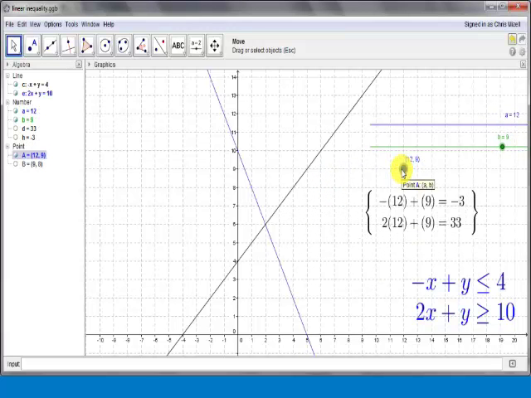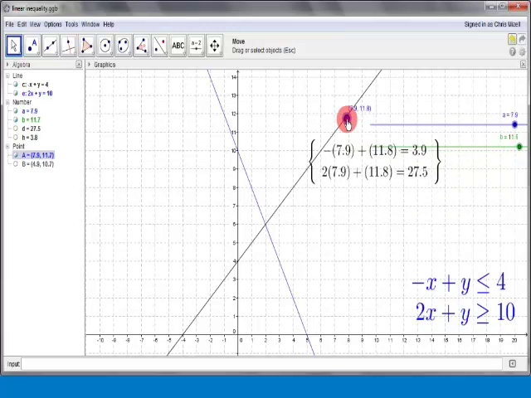If we snap to any point over here, negative 12, that's point 12, 9, so negative 1 times 12 plus 9, that's negative 3. Is that less than or equal to 4? Well, yeah, negative 3 is less than or equal to 4, so that makes it true.